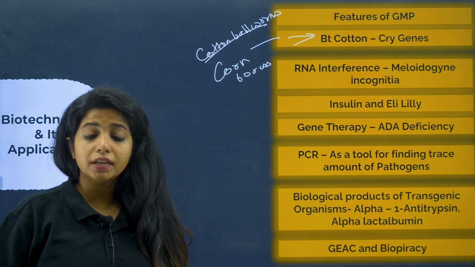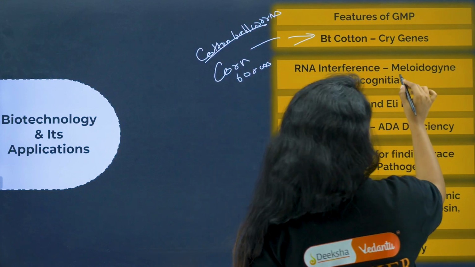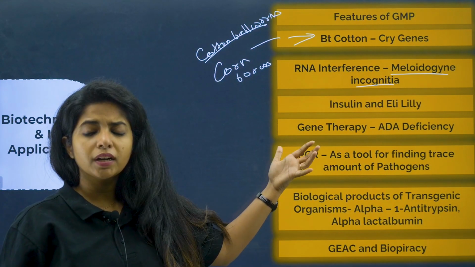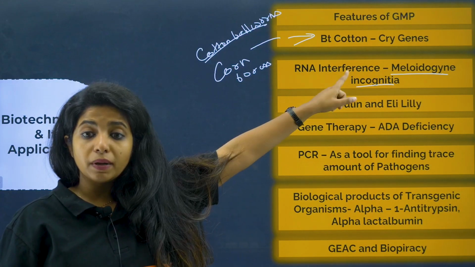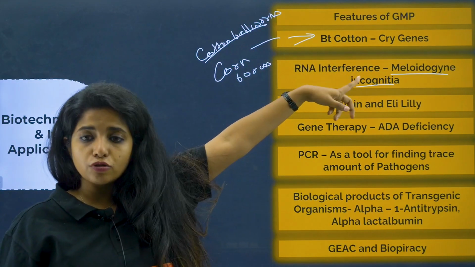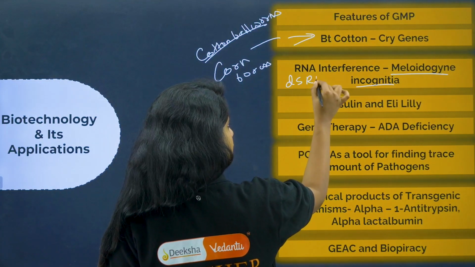RNA interference method, it is the method for eukaryotes, not prokaryotes. Okay, it is eukaryotes. In that, Meloidogyne incognita is being eradicated with the help of that, not eradicated completely, but yes. So RNA interference method, just go and read it. It is affecting the tobacco plants. So how it is affecting, you should be knowing it. Okay, so in RNA interference, double-stranded RNA is being used.